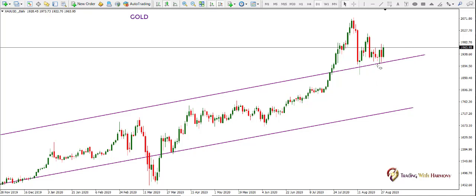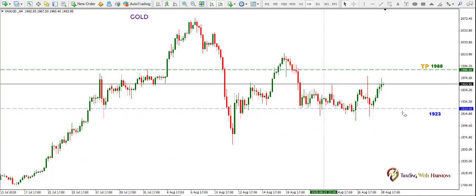Okay, so gold then. We can see here it has come back again this week and has hit the top part of our ascending channel twice this week. So this is a very crucial point here at this level. So let's go into the 4-hour.